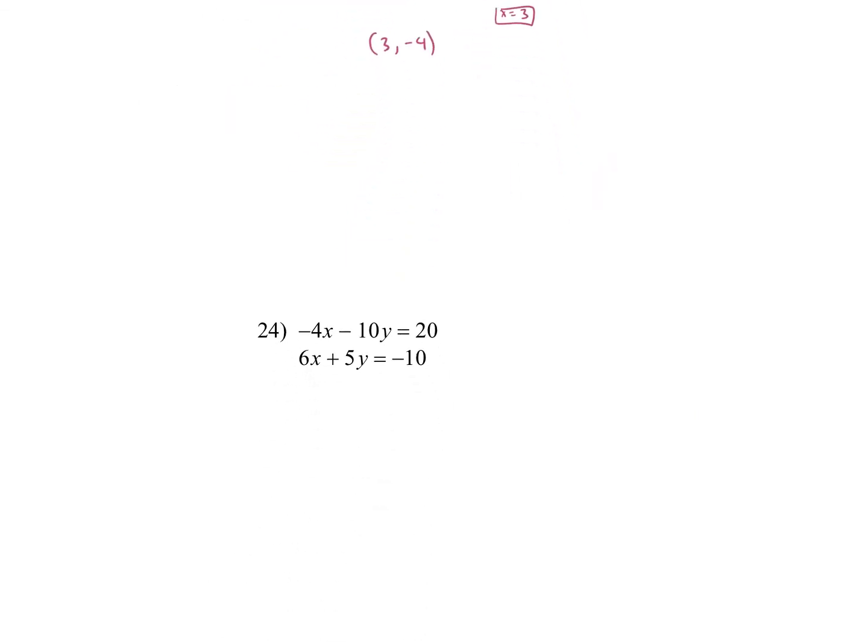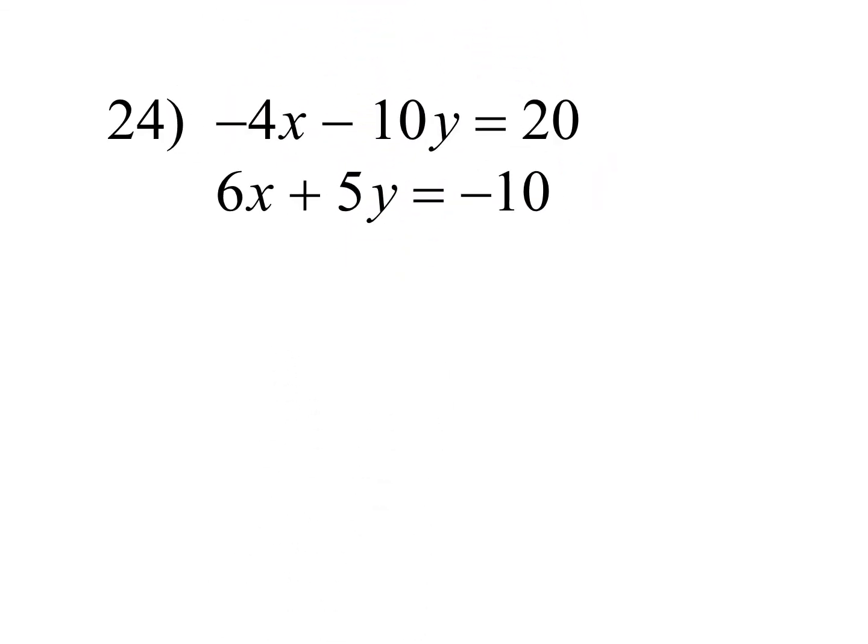All right, 24. Do I have anything that'll cancel out right away? No. So what do I have to do to get them to cancel out? Multiply. Multiply what? The second one by 2. I can multiply the second one by 2. So the second one becomes 12x plus 10y is equal to negative 20. I'm going to rewrite the first one right below it just so I can see when I add them together.